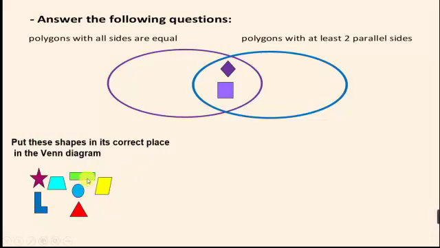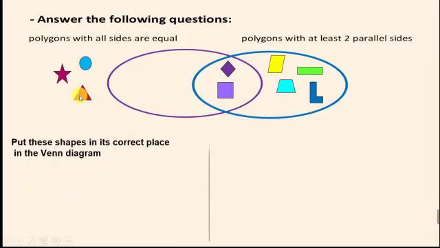Okay, do we have here any other polygons with all sides equal and at least two parallel sides? I have the rectangle, but it has only two parallel sides. And I have the trapezoid. It's a polygon that has only two parallel sides, but they are not equal, so I can't put them here. So I will put them in the other circle: parallelogram, rectangle, trapezoid, and this polygon. Okay, what about here? Can I put these shapes here? No, not all sides are equal, so I will put them outside the Venn diagram, because they do not belong to any of them.